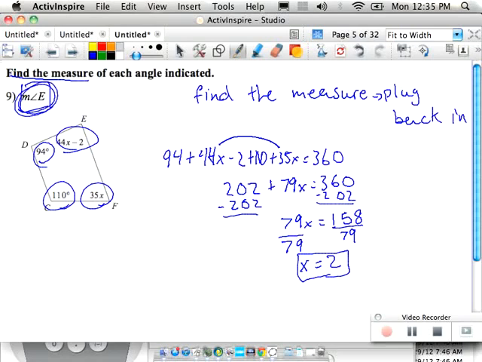The prompt is asking us for what is the measure of angle E. To find the measure of angle E, we actually have to plug it in to the expression for angle E. The measure of angle E equals 44x minus 2. And in this case, x is 2, so it's 44 times 2 minus 2, or 88 minus 2. That means that angle measure is actually 86 degrees. Remember, any time that you need to slow this down, you just pause the video or watch it a second time.